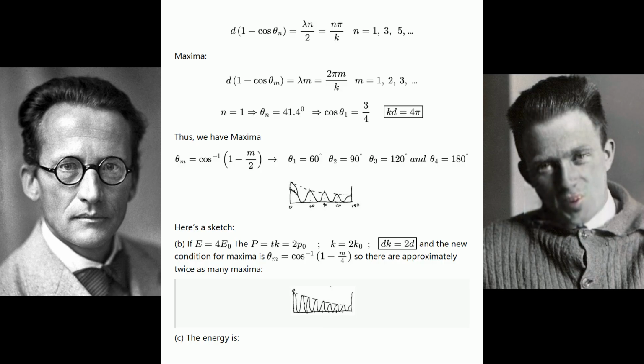B. If E equals 4 E sub 0, then p equals ħk equals 2 p sub 0; k equals 2 k sub 0; dk equals 2 d, and the new condition for maxima is theta sub m equals the inverse cosine of (1 minus m over 4), so there are approximately twice as many maxima. C. The energy is.